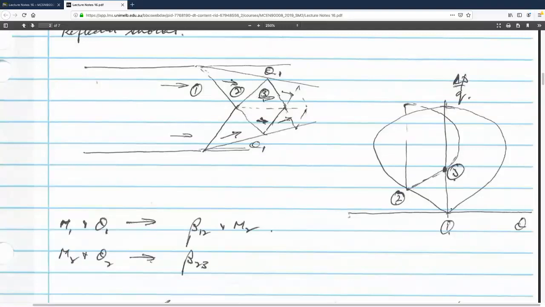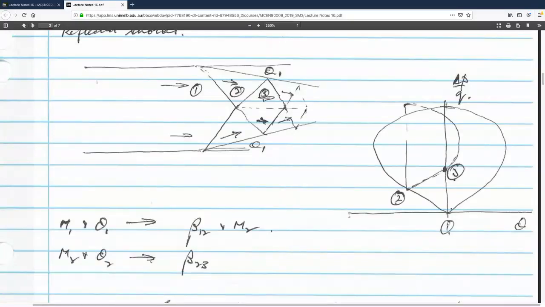All right, so what I've said here is that M1 and theta 1, this angle here, give me a beta 1,2 and a Mach number in region 2 here. And that region 2, and the fact that I have to turn the flow back to horizontal, gives me a beta 2,3. And I can get an M3 and I keep on going. So it's very much a local solution. And it's a solution that you can construct totally different from subsonic flow. Totally different.